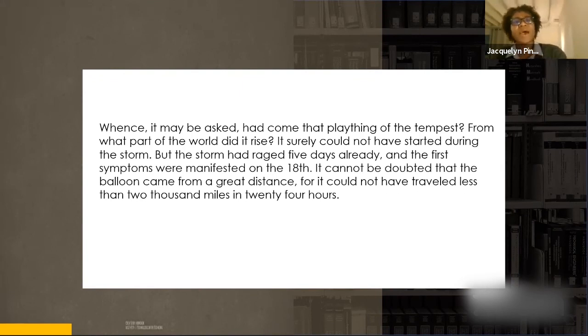Whence, it may be asked, had come that plaything of the tempest? From what part of the world did it rise? It surely could not have started during the storm, but the storm had raged 5 days already, and the first symptoms were manifested on the 18th. It cannot be doubted that the balloon came from a great distance, for it could not have traveled less than 2,000 miles in 24 hours.